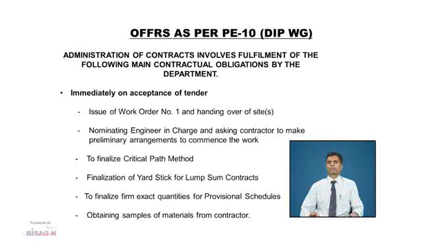Administration of contracts involves fulfillment of main contractual obligations by the department. Some of them are: firstly, immediately on acceptance of tender, the obligations are issue of work order and handing over of site, nominating engineer in charge and asking the contractor to make preliminary arrangements to commence the work. Next, to finalize the critical path, then finalization of yardstick for lump sum contracts, to finalize firm exact quantities for provisional schedules, and obtaining samples from the contractor.